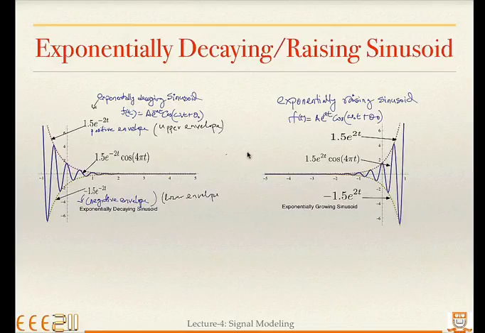So this is the exponentially raising sinusoid. You have an exponential signal where a is now positive. The exponent of e is a positive integer, or it can be any fraction as well. Now the amplitude of the signal increases with respect to time, and it goes to infinity, as you see here, with respect to time.